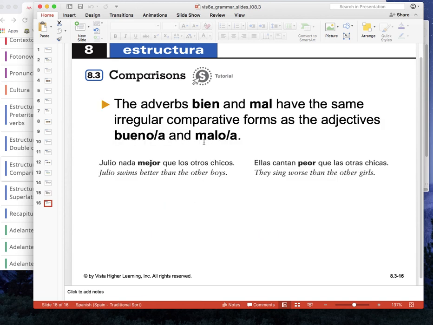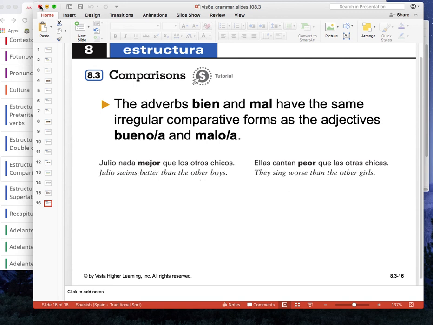Alright, last slide. The adverbs bien and mal have the same irregular comparative forms as the adjectives bueno and malo. Okay, so just like for bueno and malo we say mejor and peor, same for bien and mal. So Julio nada mejor que los otros chicos, so here it's acting as an adverb. Ellas cantan peor que las otras chicas, right? You wouldn't say más mal. Or here, if you want to say Julio swims well, you say Julio nada bien. But you wouldn't say Julio nada más bien que. You say mejor que.